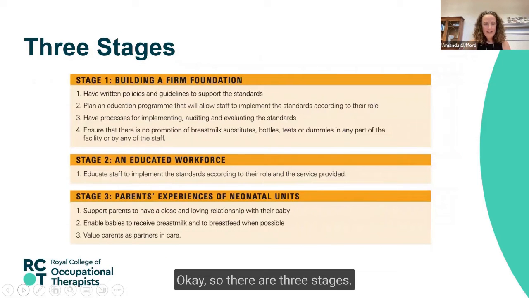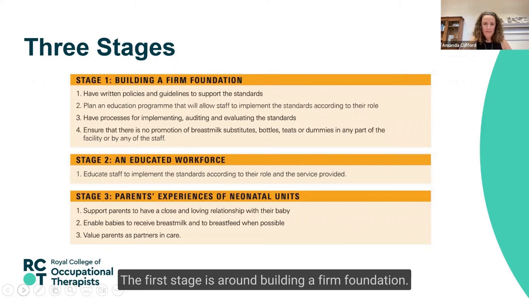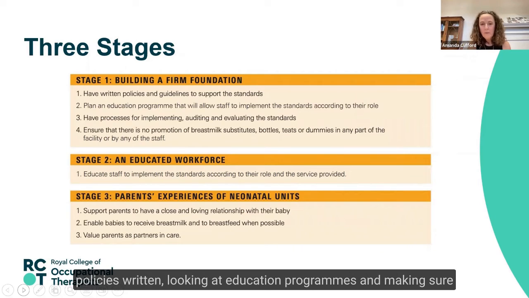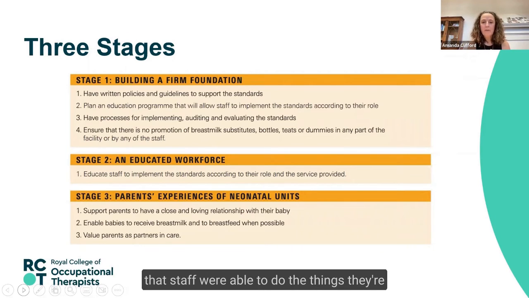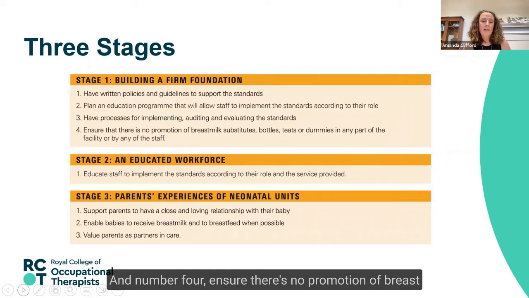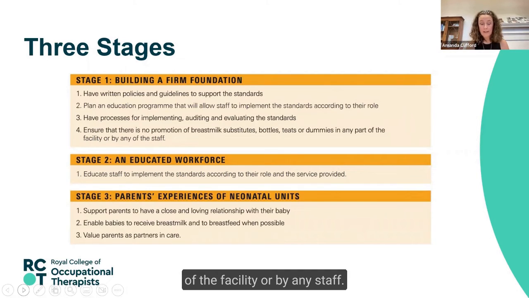Okay, so there are 3 stages. The first stage is around building a firm foundation. So this is all around getting guidelines and policies written, looking at education programs and making sure that staff are able to do the things they're supposed to do on this unit around these foundations. We're looking at having processes for implementing, auditing, and evaluating the standards. And the other, number 4, ensure there's no promotion of breast milk substitutes, bottles, teats, or dummies in any part of the facility or by any staff.